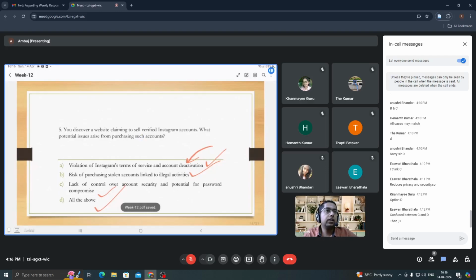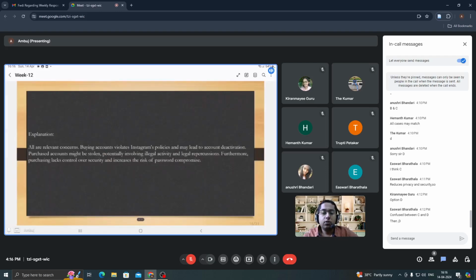Yeah. If any confusion is there between option C and D, it would be D only, because A and B are correct. Option C is also correct. So the correct option would be D. Definitely. Why? All are relevant concerns. Buying accounts violates Instagram policies and may lead to account deactivation. Purchased accounts might be stolen, potentially involving illegal activity and legal repercussions. Legal repercussions means that a particular platform can file a case against you. This is the meaning. Further, purchasing lacks control over security and increases the risk of password compromise.